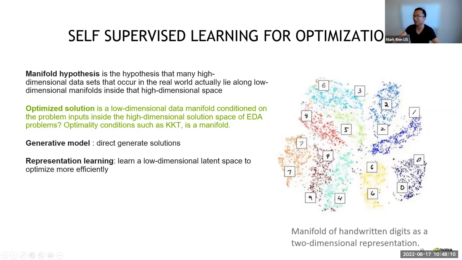Learning basically means you can extrapolate from a low-dimensional space. So this gives us two methods. One is you can create a generative model. Once you learn this low-dimensional space, conditioned on the inputs, basically the problem definition, you can directly generate solutions using generative models, such as the auto-regressive generative model we mentioned before. Or you can learn a very low-dimensional data space, map all your solutions to it, and then optimize directly on that latent space. Then you have a much smaller search space to optimize over. So using self-supervised learning, you can improve optimization in two ways.